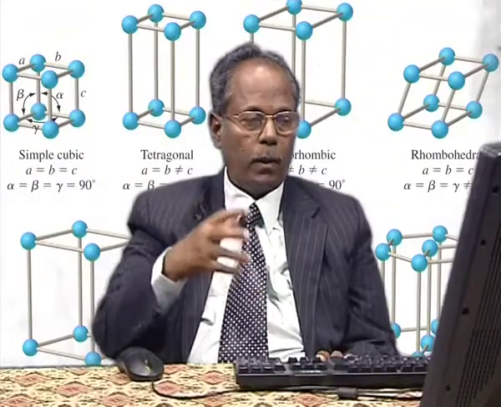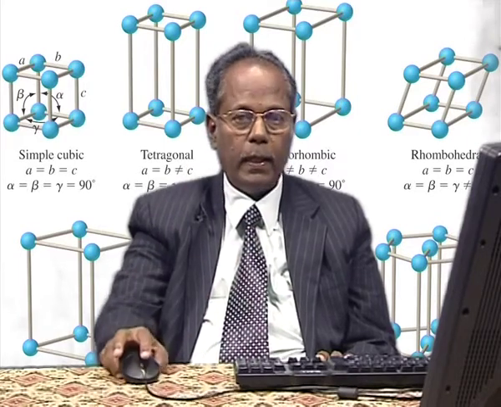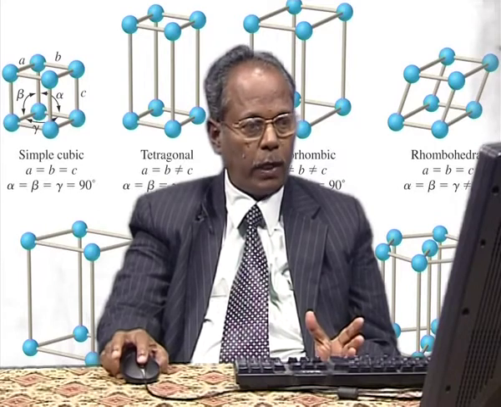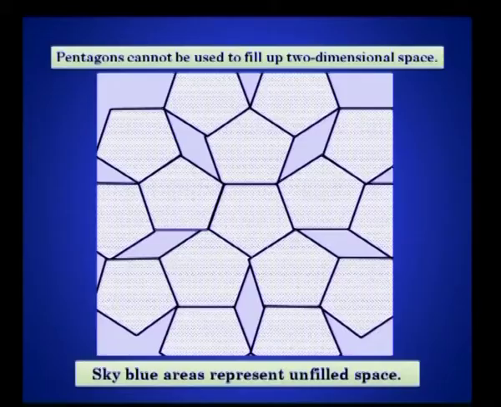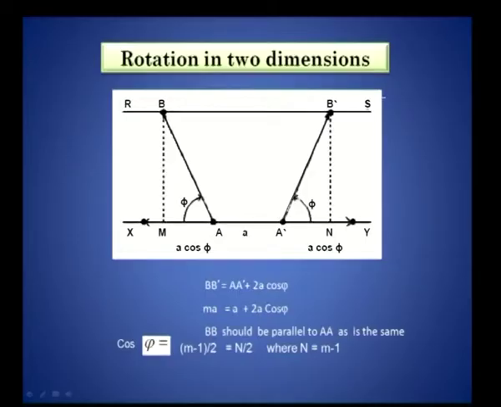to fill up a 2 dimensional space. On the other hand, if you try to do the same thing with pentagons, you will find that it is impossible to have pentagons side by side without having some empty space. There will be some unfilled area, right. That is what you get from this mathematical proof.